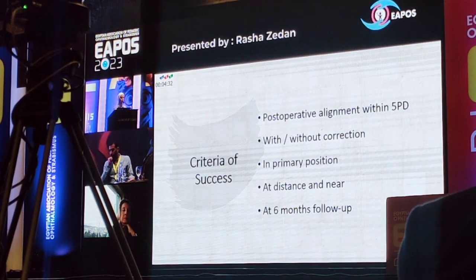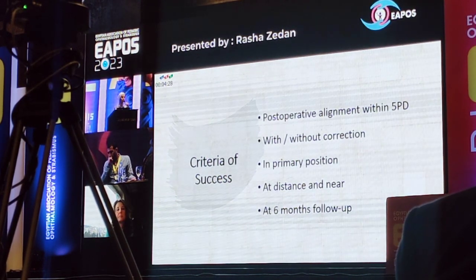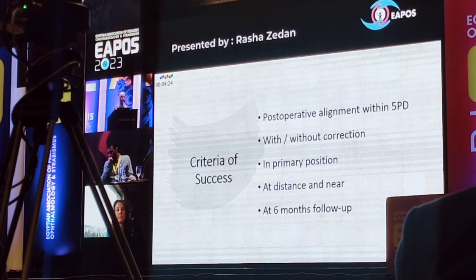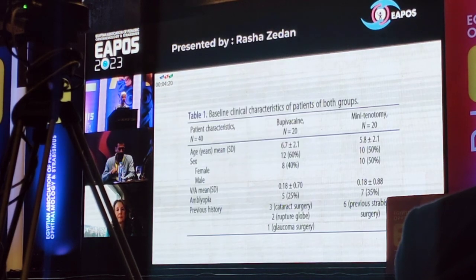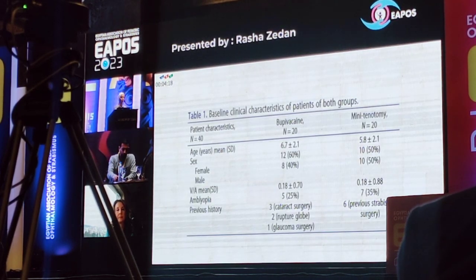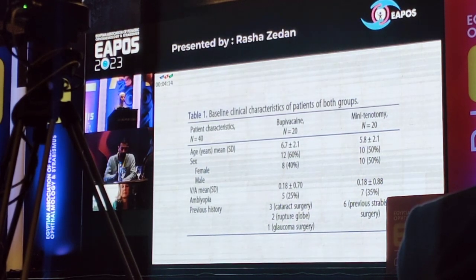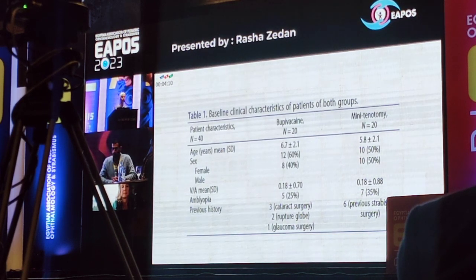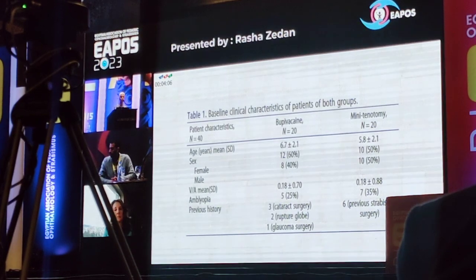Our criterion of success was a postoperative alignment within 5 prism diopters, with and without correction, in the primary position for distance and near, and maintained at 6-month follow-up. The baseline characteristics of both groups were very similar. Approximately 50% were male to female. We had amblyopic patients, 25% in the bupivacaine group and 35% in the mini tenotomy group.